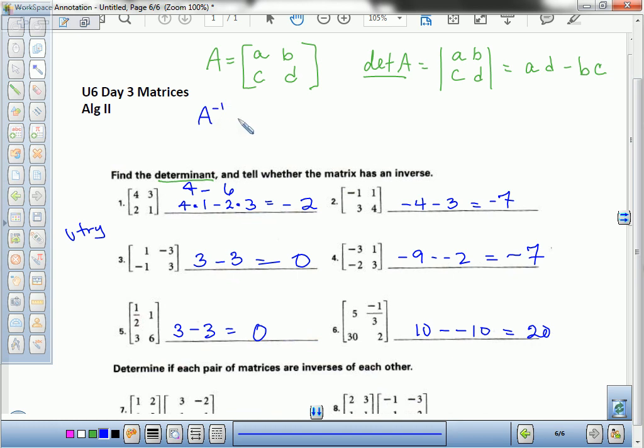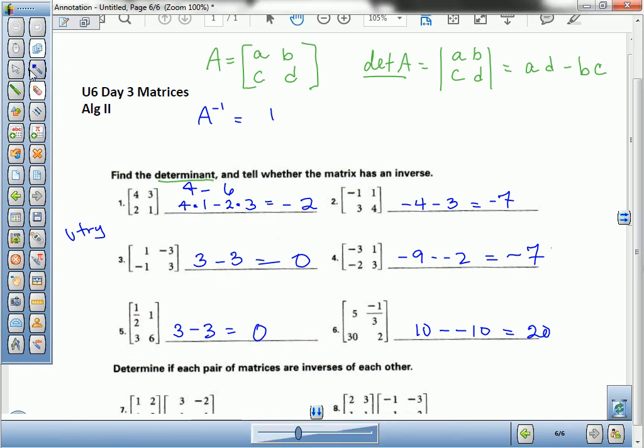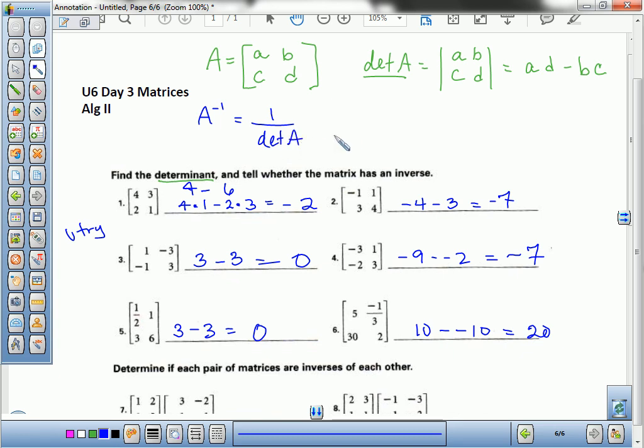To find an inverse, the first thing we do is 1 over the determinant. And then it's kind of interesting. This becomes a scalar multiplication problem, and this is our scalar. So we'll switch these two. So we switch the A and the D. We switch the main diagonal, and we negate, change the signs of the other diagonal.